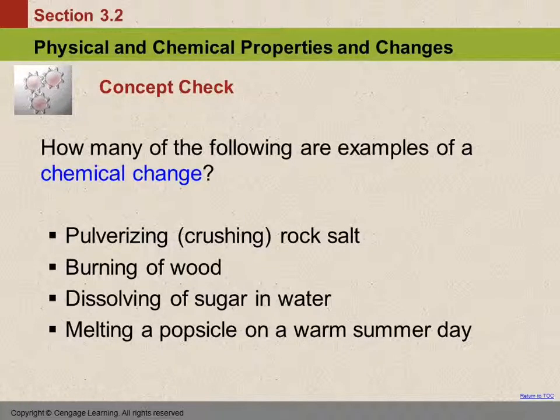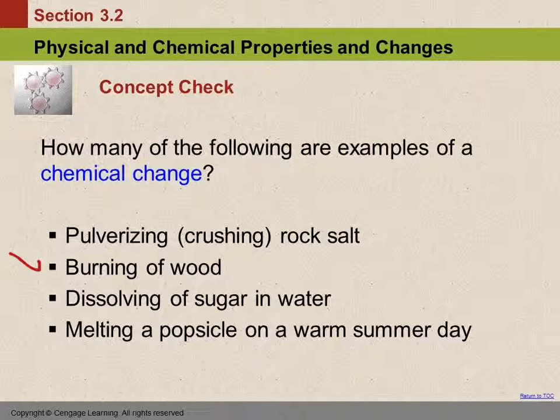So how many of these are examples of a chemical change? Pulverizing rock salt, that just means crushing it. Is that a chemical change? No. Burning of wood, that's a chemical change. Dissolving sugar in water. Let's think about that. Well, if you put sugar in water and dissolve it, does the sugar still taste sweet in the water? Yeah, it does. And what do you think would happen if you let the water evaporate? The sugar would get left behind.